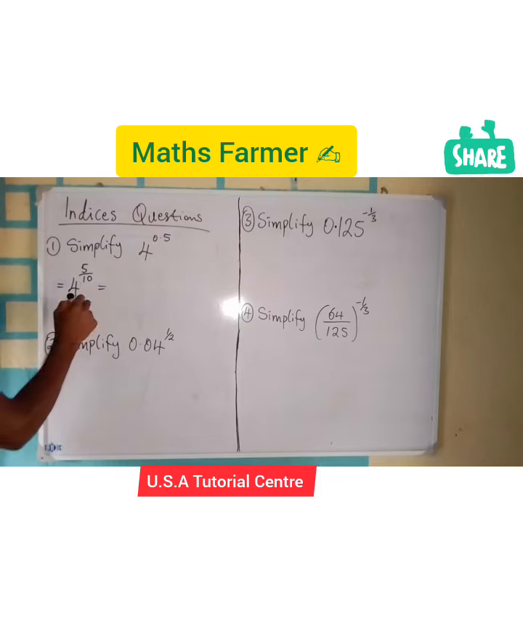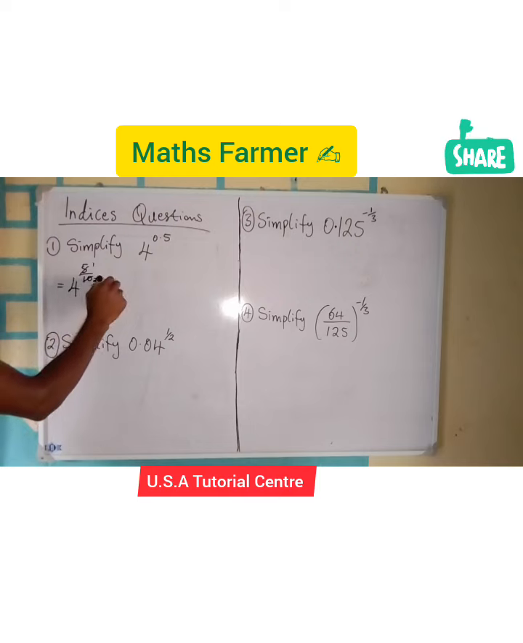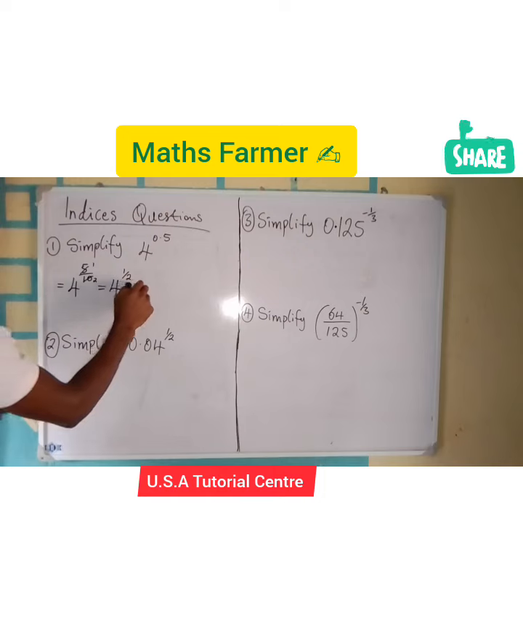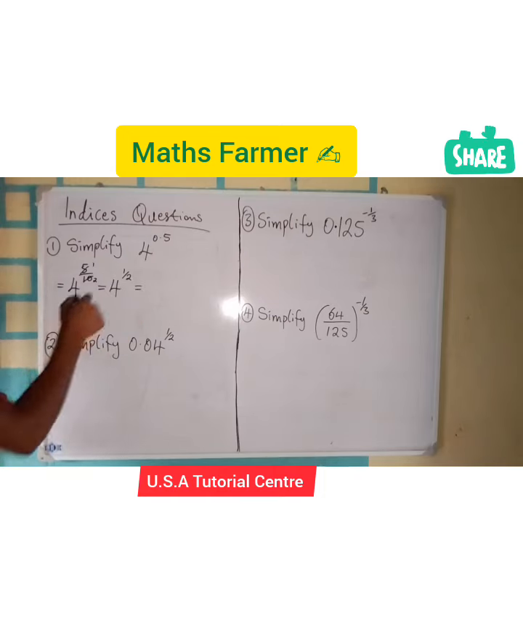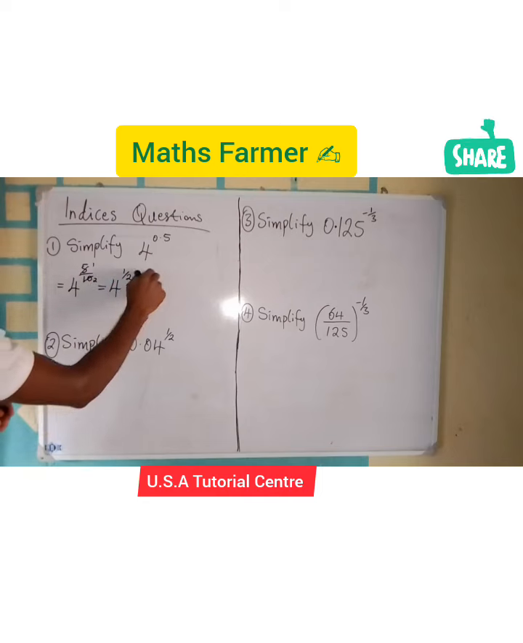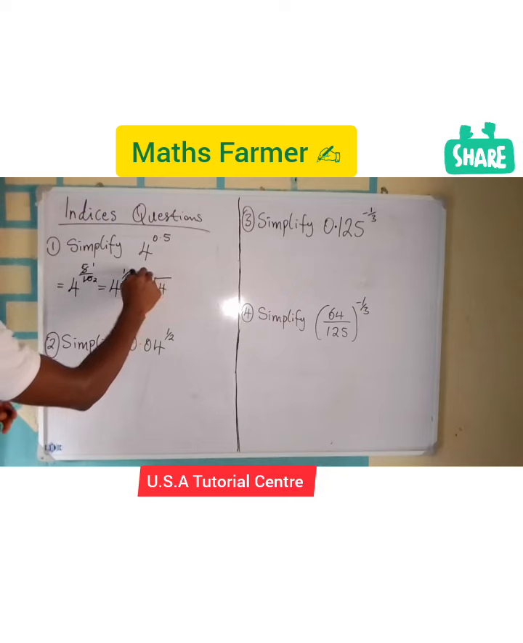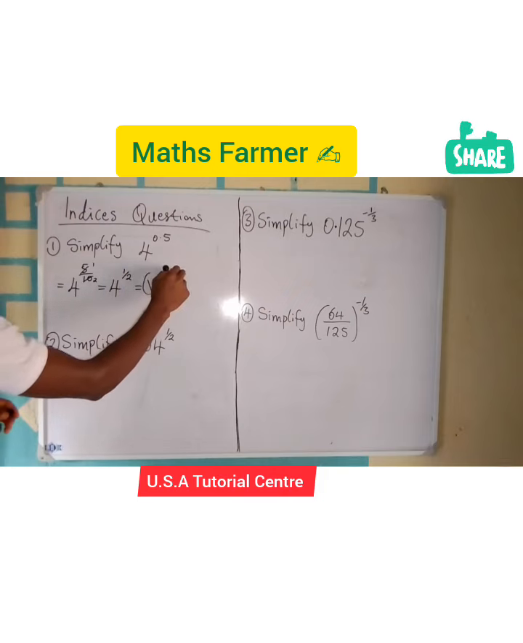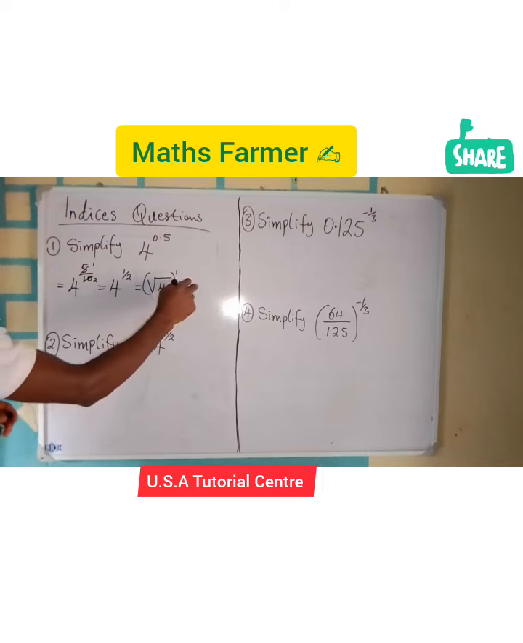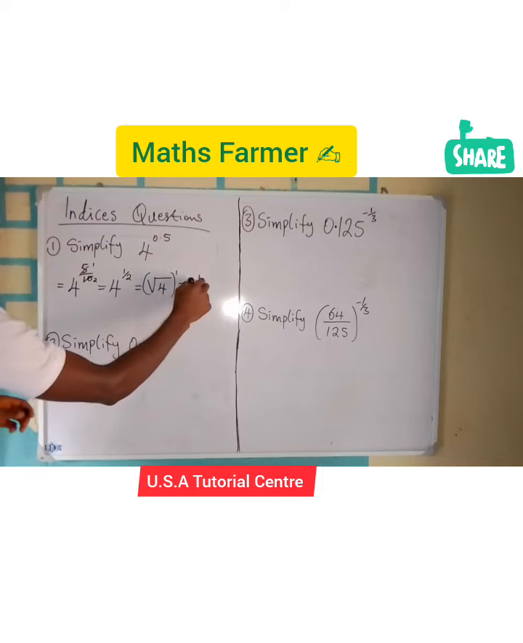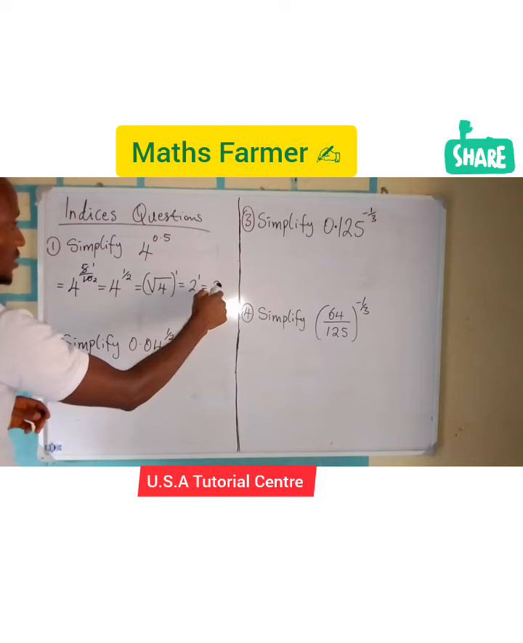Now moving further, 5 can go into 5 once, and 5 goes into 10 twice. So this is the same as 4 raised to the power of a half. Then the law of indices, the fraction index law, says the denominator becomes the root. The denominator here is 2, which is the square root of 4, all raised to the power of 1. The square root of 4 gives us 2 raised to the power of 1, which is 2. That is your answer.